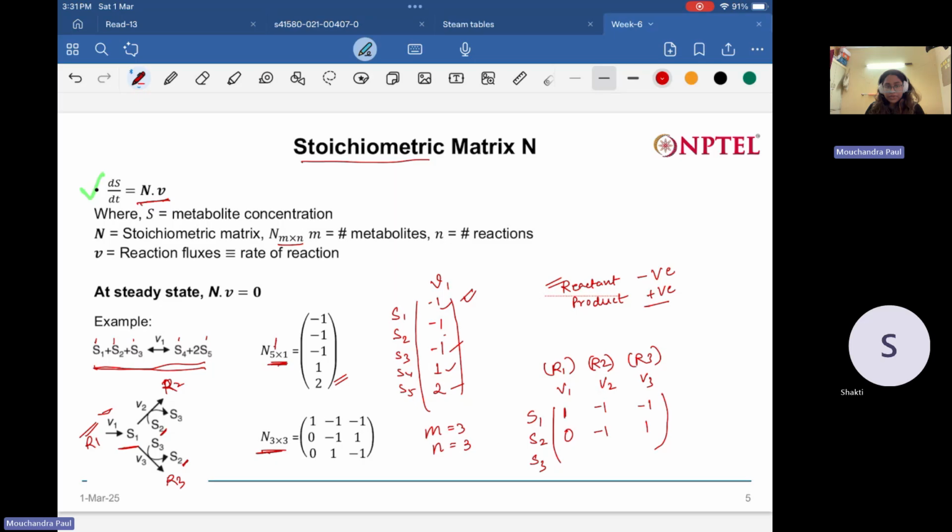Similarly, for S3, S3 is a product for reaction 2, so the stoichiometric coefficient will be 1. S3 is a reactant for reaction 3, so here it will be -1. And since S3 is not at all involved in reaction 1, it will be 0. So in this way, you can write a stoichiometric matrix for a complex network of reactions, right?